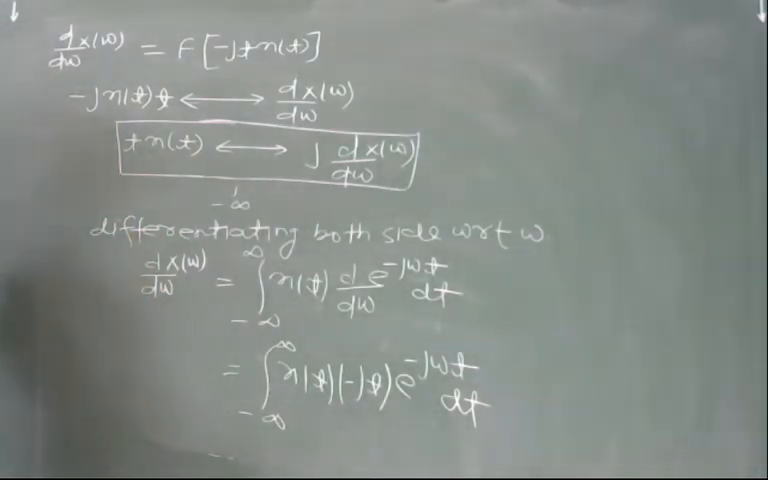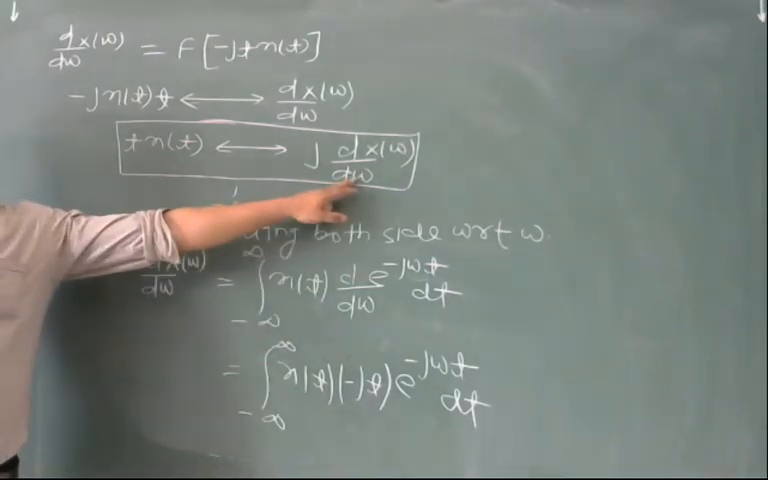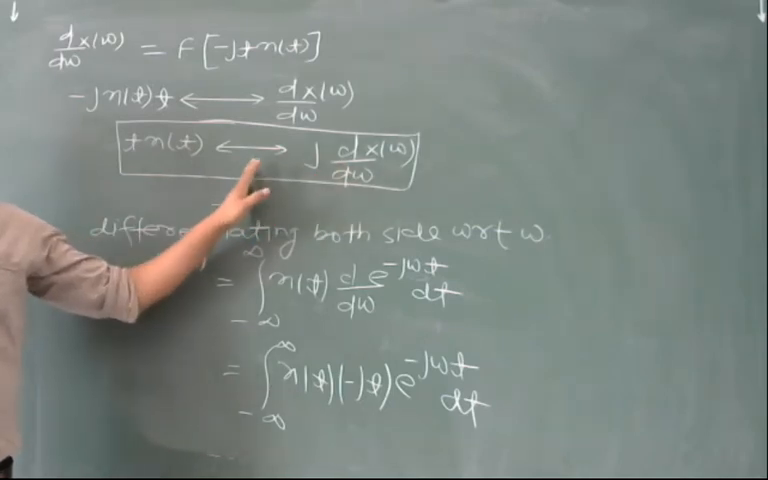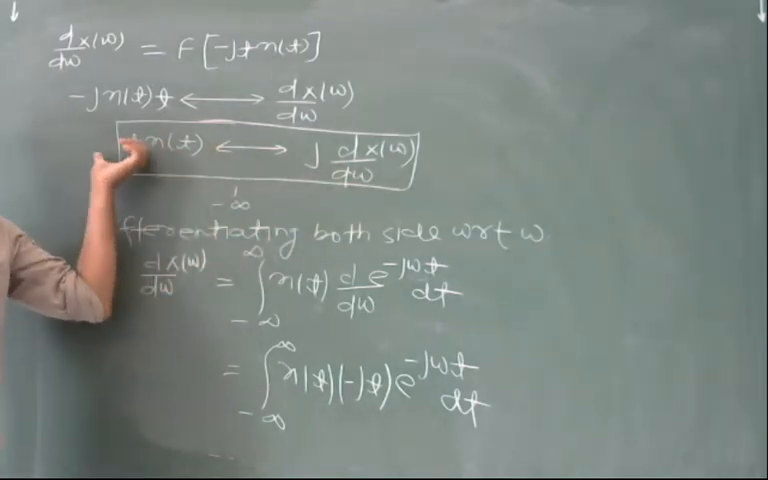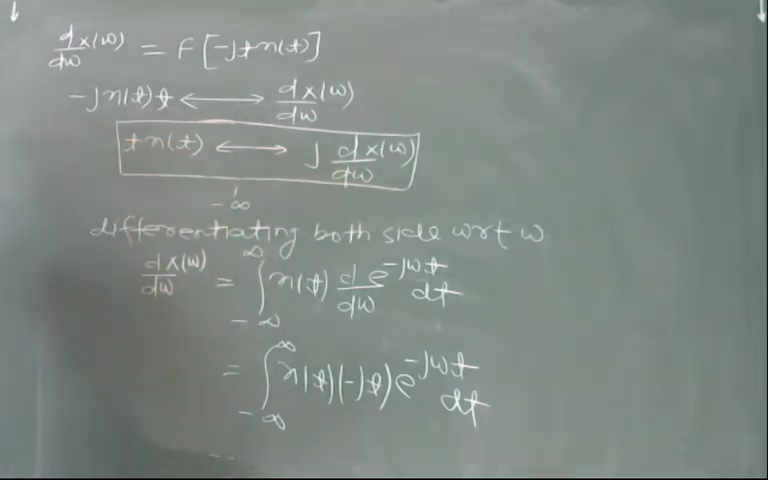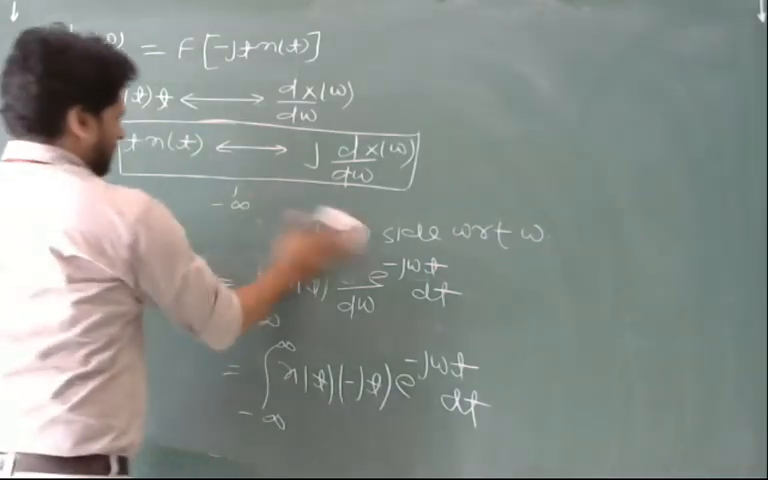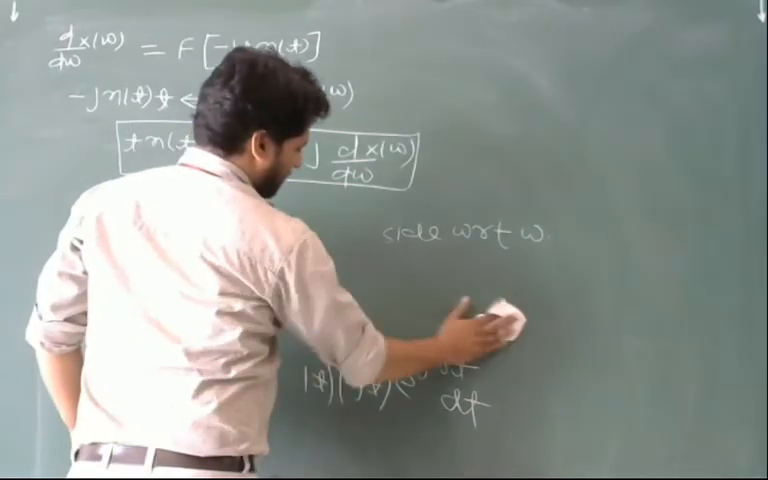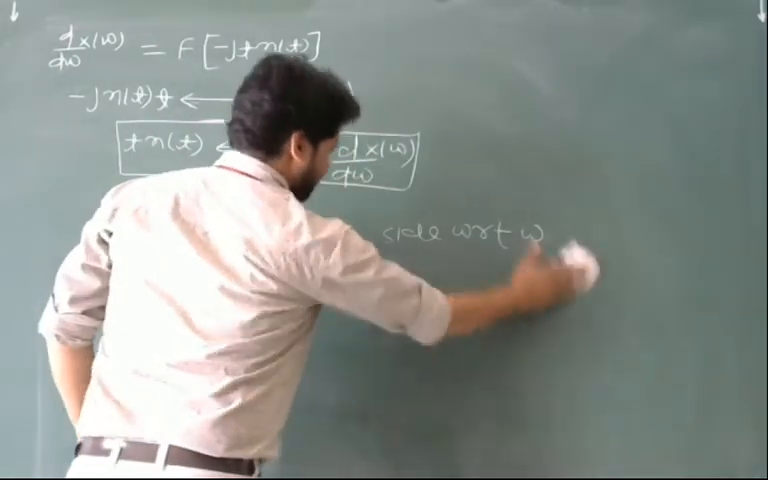Means if the signal is differentiated in the frequency domain with respect to omega, then the signal in the time domain will be multiplied by the variable t. This is the differentiation of the signal x(t) in the frequency domain.